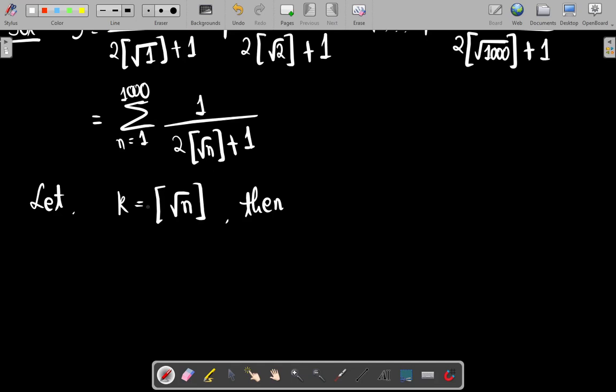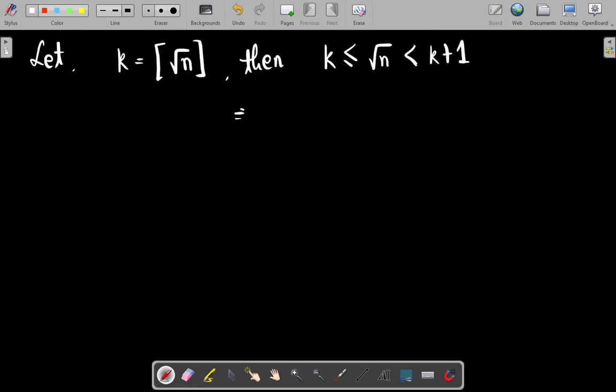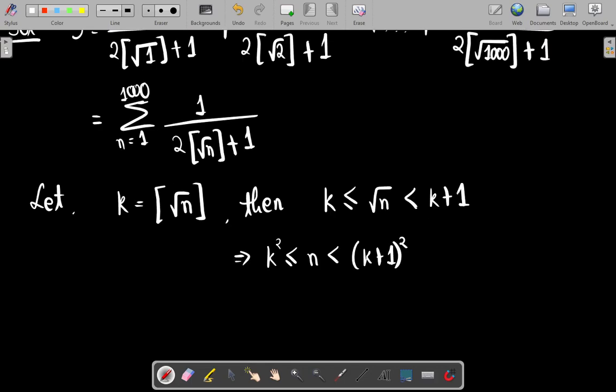the value of k can be less than or equal to the value of the square root of n, but this has to be less than the value of the next integer. This is the definition of the greatest integer function. So if I square both sides of this inequality, this becomes k square is less than or equal to n is less than k plus 1 whole square. And we are seeing that n goes from 1 to 1000.